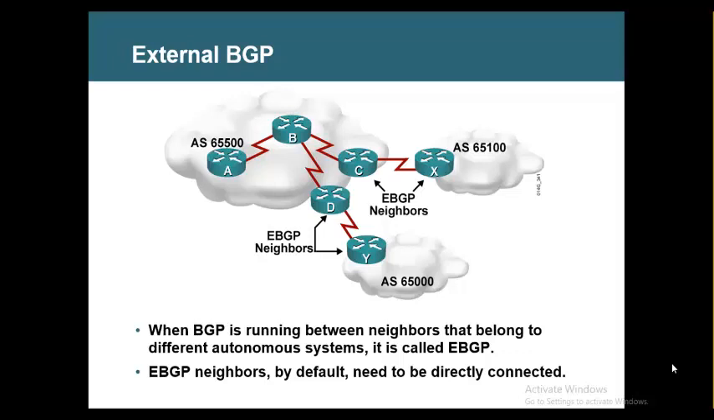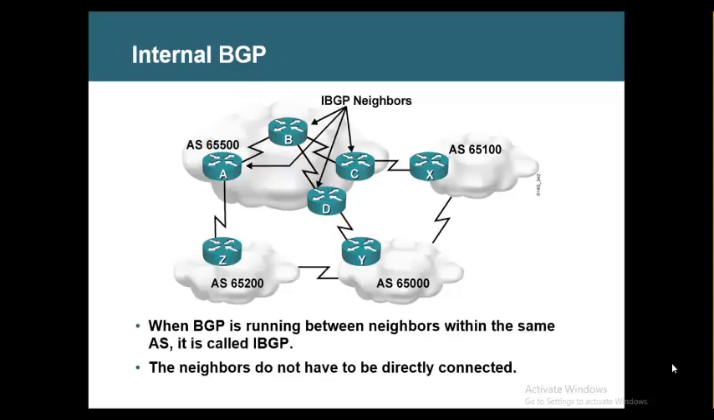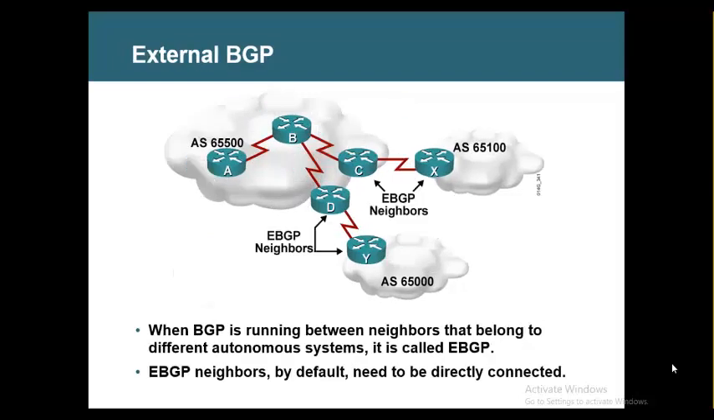That's the basic constraint. EBGP neighbors by default need to be directly connected. See, again, the word default is what I want to underline. By default it is, which means it can be overridden. By default, they need to be directly connected in order to form an EBGP neighbor.